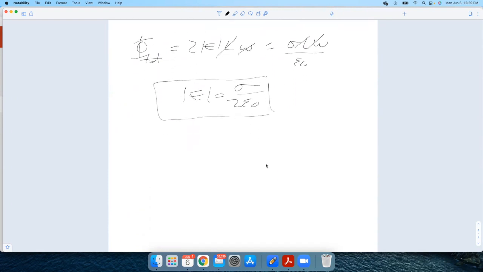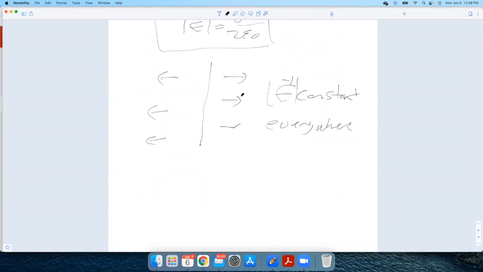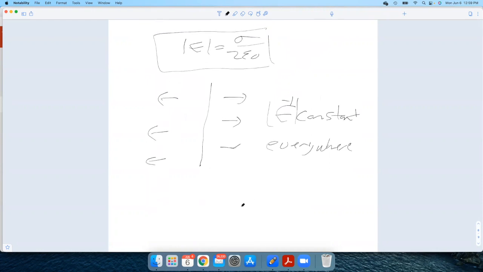So what that means is, for a sheet of charge, the electric field is constant. There are no variables in there, and it points away. E is constant in magnitude everywhere. For a sheet of charge, you get a constant electric field in the entire universe. And it has that strength. And then I think I did this one in the other video.